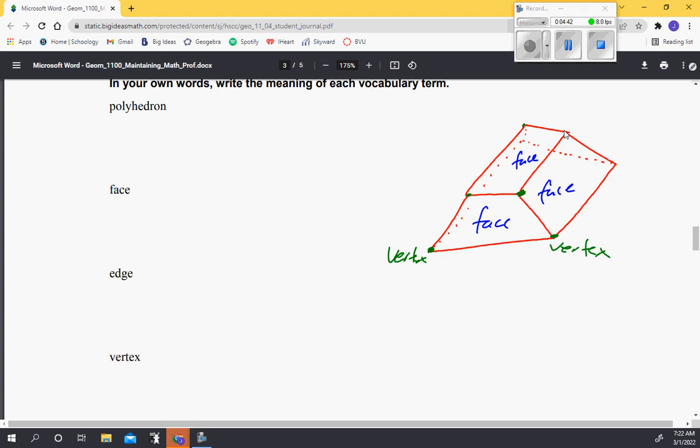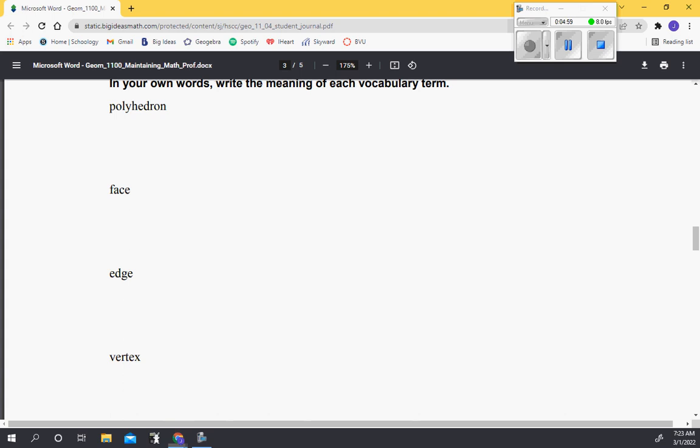And then an edge. An edge is this thing. Okay, this is an edge. That's an edge. Back here is an edge, right? There's a bunch of edges on this figure as well.